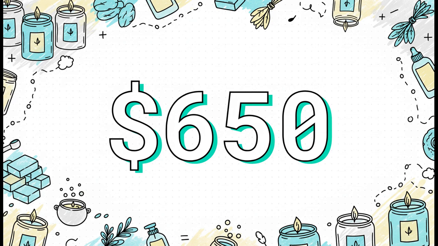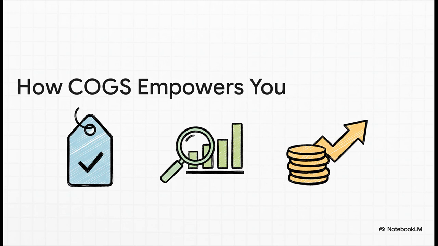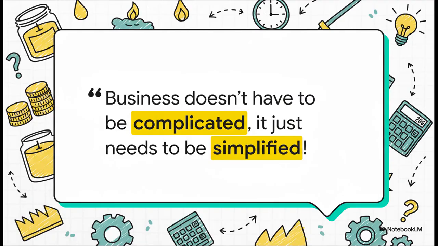How cool is that? So why does all this matter so much? Because understanding your COGS isn't just some boring accounting thing. It's like a foundational piece of business intelligence. It really puts you in the driver's seat. It's like a new business superpower. I mean, think about it. When you know this number, you can price your products with total confidence because you know exactly where your profit begins. It lets you really look at your expenses, spot where you might be wasting money, and make smart moves to improve your bottom line. Ultimately, it's all about taking something that seems really complex and just making it manageable. You know, like the quote says, business doesn't have to be complicated. It just needs to be simplified. And this is a huge step in that direction.